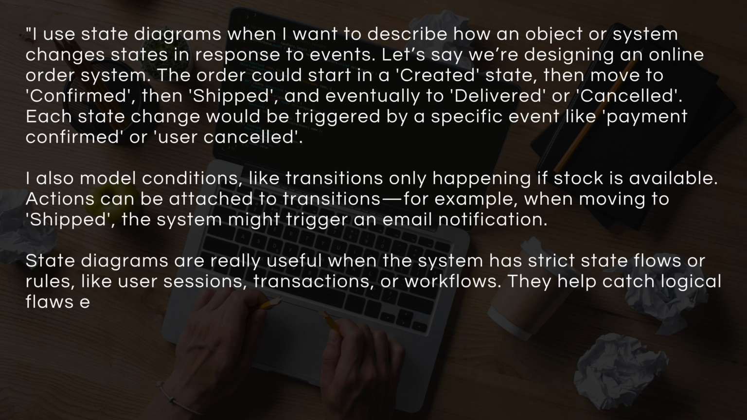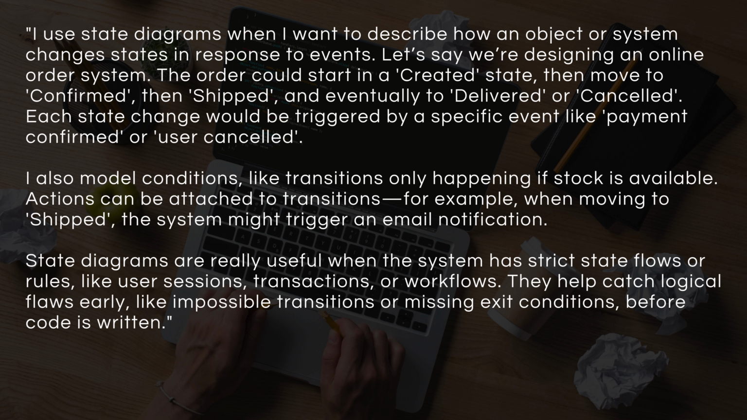Let's say we're designing an online order system. The order could start in a created state, then move to confirmed, then shipped, and eventually to delivered or canceled. Each state change would be triggered by a specific event like payment confirmed or user canceled. I also model conditions, like transitions only happening if stock is available. Actions can be attached to transitions. For example, when moving to shipped, the system might trigger an email notification.